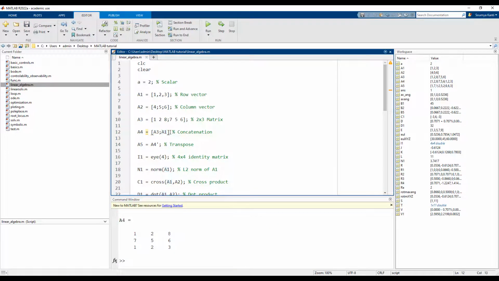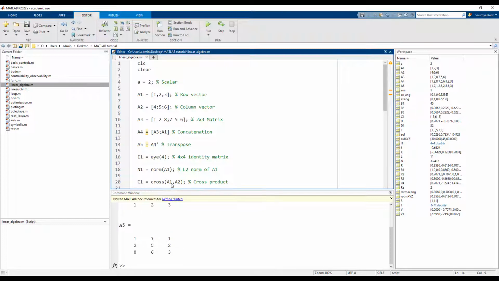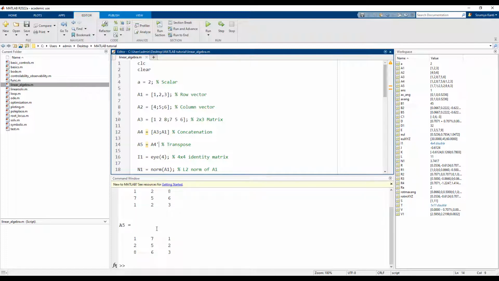So suppose I now want to transpose a matrix. For transpose, you will use this single quotation mark, and you can see that A4 was this and A5 is this. So actually if I increase a little bit, you can see that yes, it is exactly the transpose. So the 7 goes to 2 and similar things.